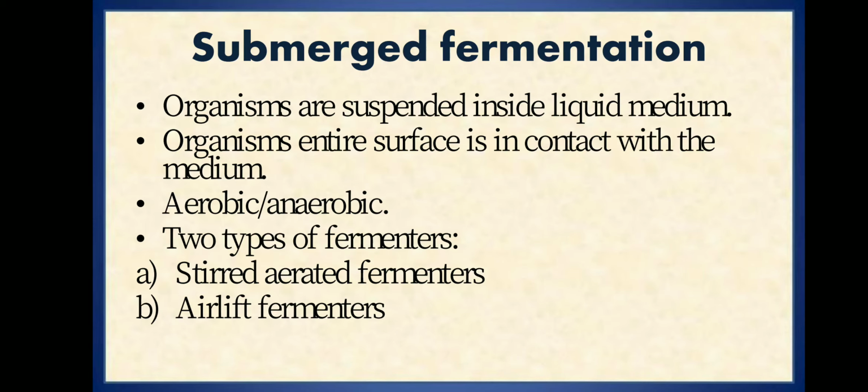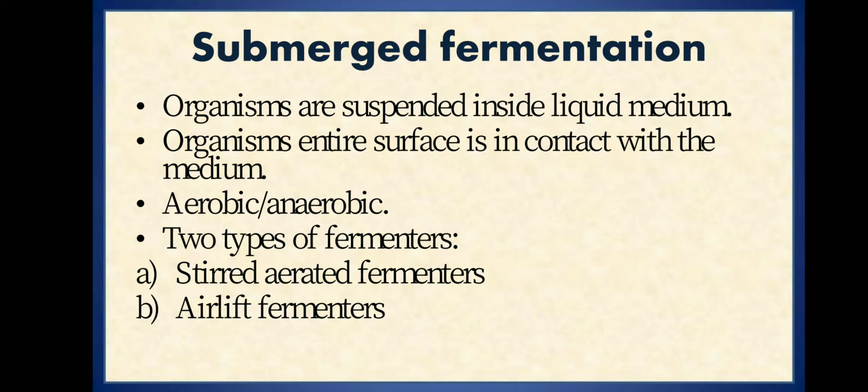Moving into submerged fermentation, in submerged fermentation the organism is grown suspended inside the medium. So here the organisms are completely suspended inside the medium. So the organism does not grow only on the surface, it grows on the surface as well as in the medium completely. This type of fermentation can be both aerobic and anaerobic fermentation. The two types of fermenters that are used for submerged fermentation process are stirred aerated fermenter and airlift fermenter.